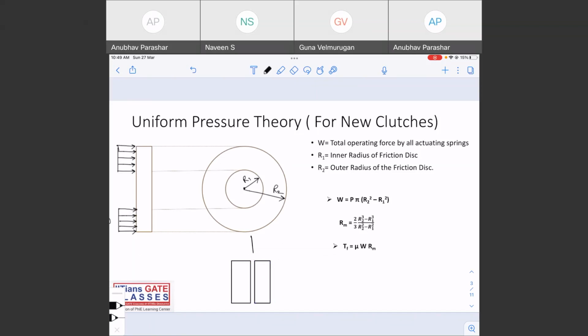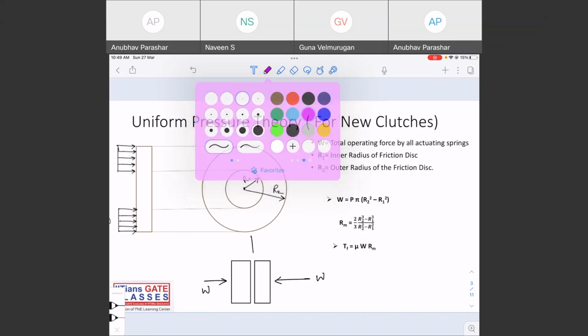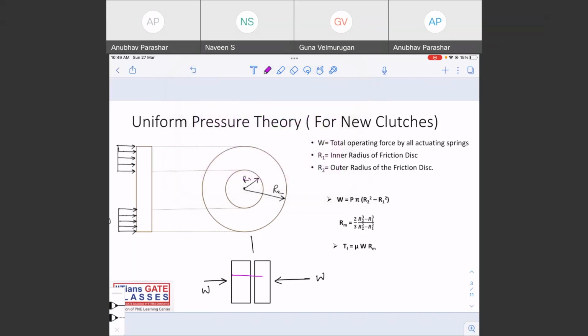There will be two clutch plates which will be pressed against each other with some load W, right? The clutch plates are generally hollow in nature, because nearer to the center there will not be much torque. Friction, though it is developed, it is again from a designing point of view: the more you come closer to the center, the perpendicular distance keeps reducing, so you will not achieve much frictional torque.